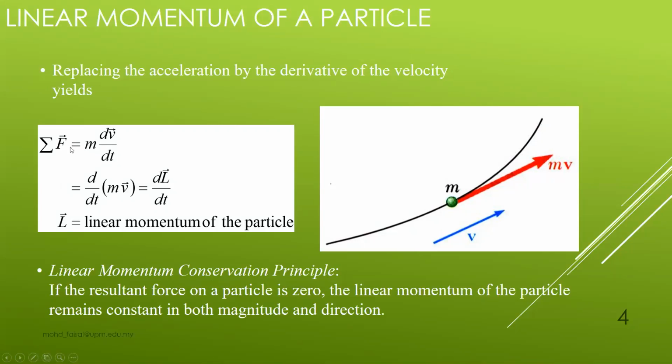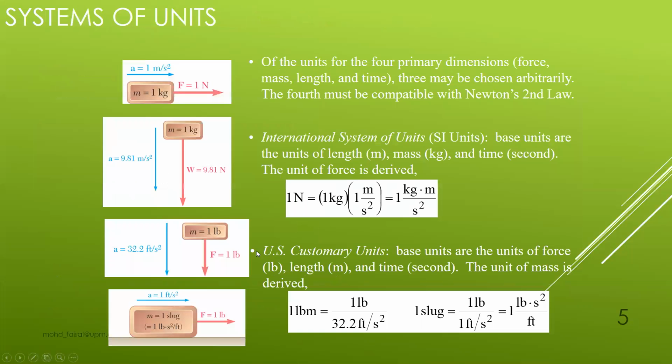Now, summation of forces, you can see that it is a mass multiplied by the rate of change of the velocity, or the acceleration. And we can further simplify this into this expression, dL over dt, or the linear momentum of the particle. The linear momentum conservation principle states that if the resultant force on a particle is zero, the linear momentum of the particle remains constant in both magnitude and direction.